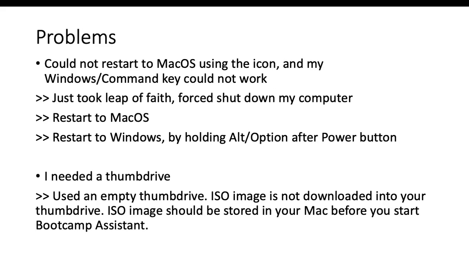So as I said earlier on, my other problem was just restarting Mac OS, and I didn't expect I'd need a thumb drive because I thought that Mac was very good. In the end, yeah, I just needed to use a thumb drive, so I just had an empty thumb drive in place. I had to go get it from my drawer. Your ISO image file should be downloaded on your Mac and not on your thumb drive. Your thumb drive should be empty throughout the process until you reach the Windows installer stage.